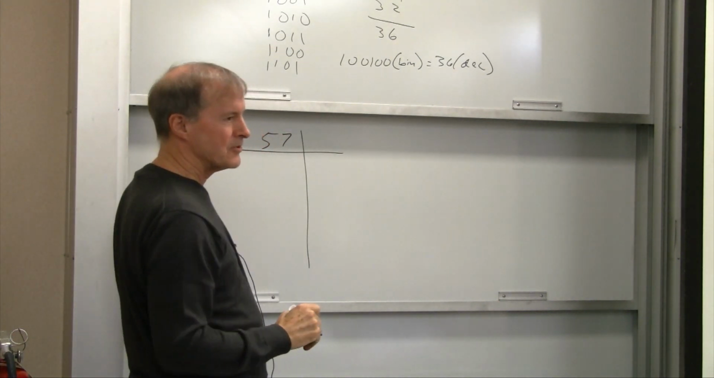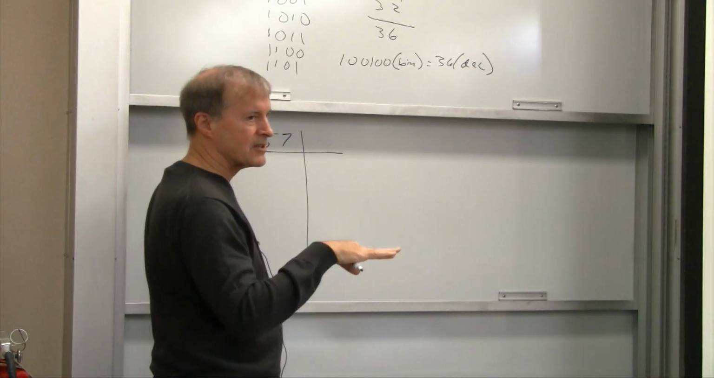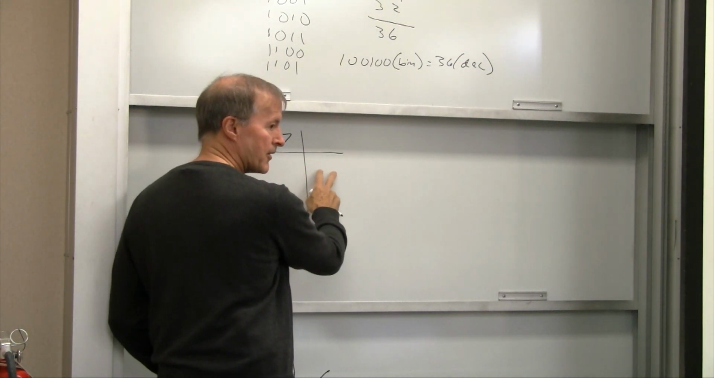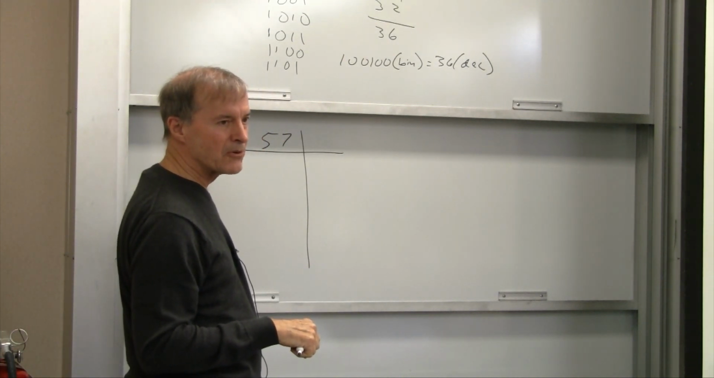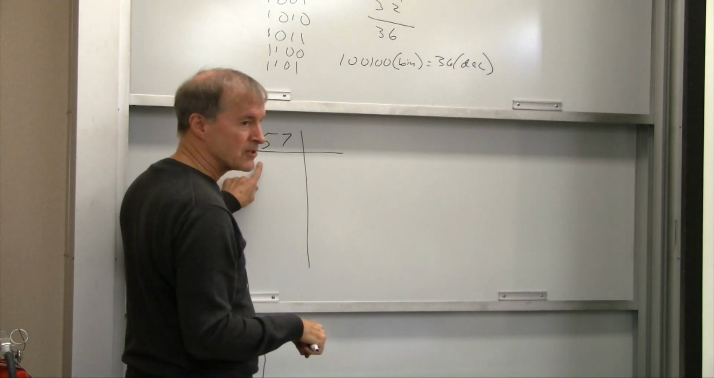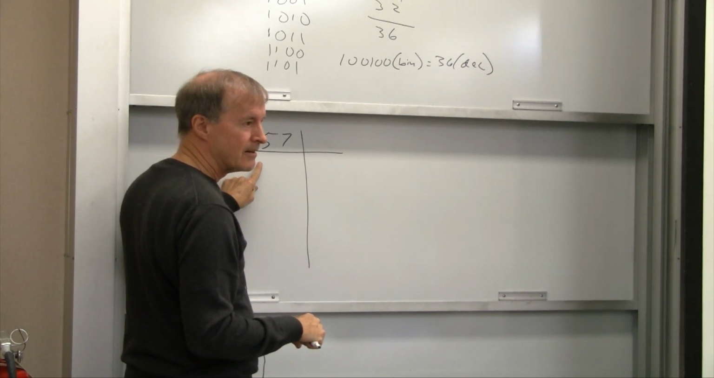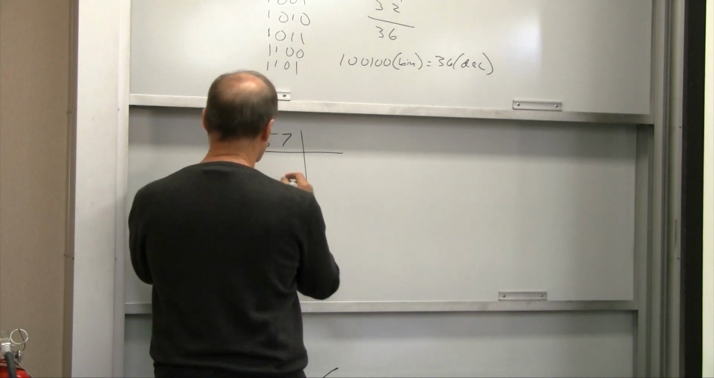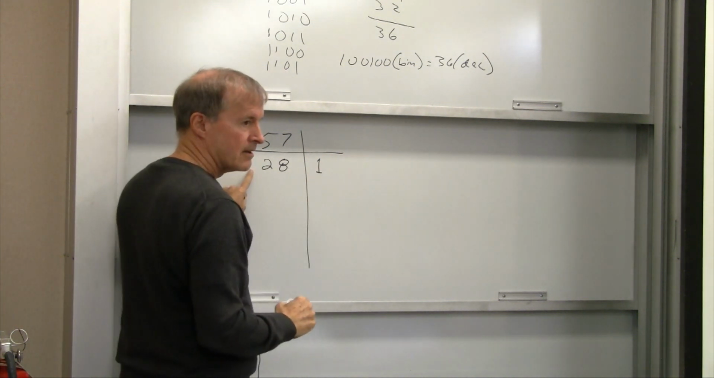Now watch what you do. You put the number here, the 57, and you successively divide by 2, and you put the quotient here and the remainder here. Now, when you divide a number by 2, what is the remainder going to be? It's either going to be a 1 or a 0. So what is 57 divided by 2? It's 28, remainder 1. Does everybody see?